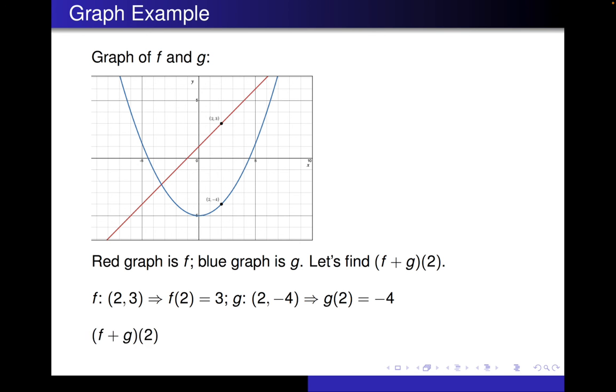So if I want to find f plus g of 2, I'm going to plug 2 into f, I'm going to plug 2 into g, and then add those together. I know f of 2 is equal to 3, g of 2 is equal to negative 4, and when I add those together, I get negative 1.